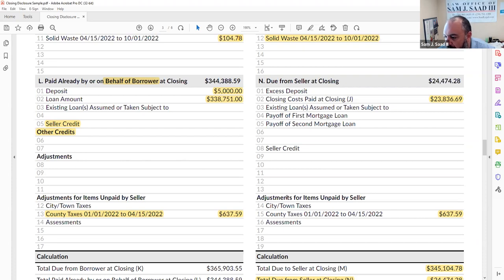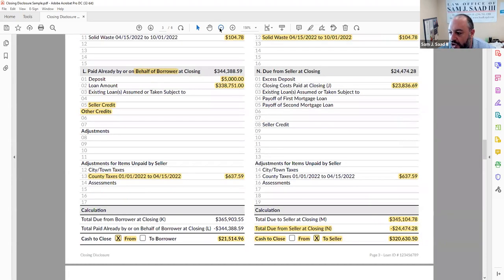Let's see here. What does the buyer have to pay in a cash sale? Vicki, it depends on the county. Typically, the buyer will pay for title insurance in a cash sale.